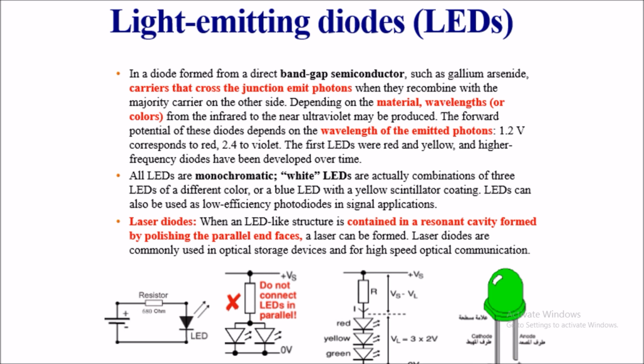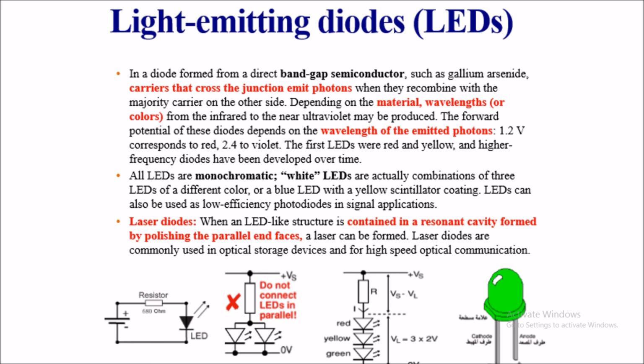The first LEDs were red and yellow, and higher frequency diodes have been developed over time. All LEDs are monochromatic. White LEDs are actually a combination of 3 LEDs of different colors. يعني انا عشان اخد اللون الابيض اللي بنور بيه الاوضة ده عبارة عن combination of 3 different colors, or a blue LED with a yellow scintillator coating, يعني coating with yellow.